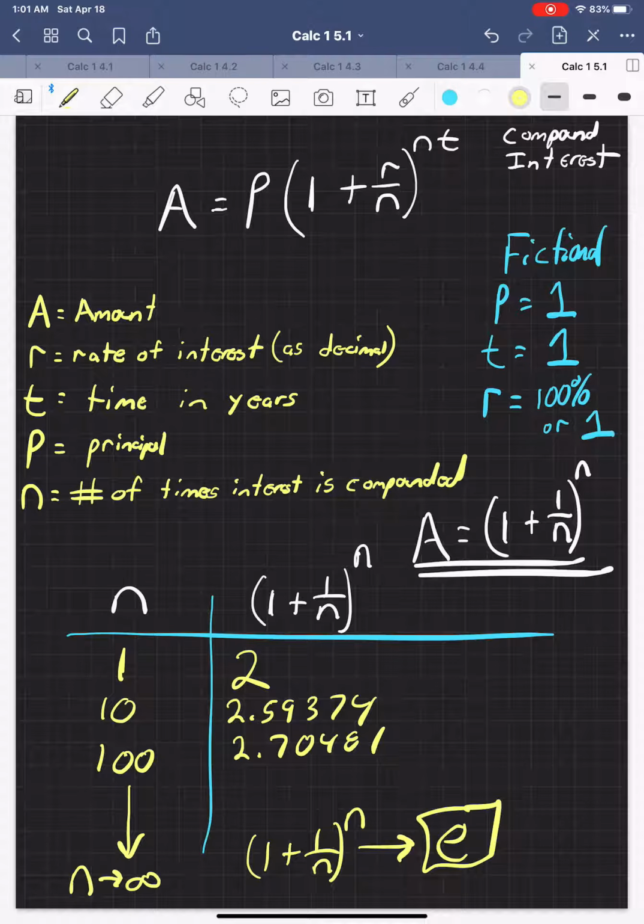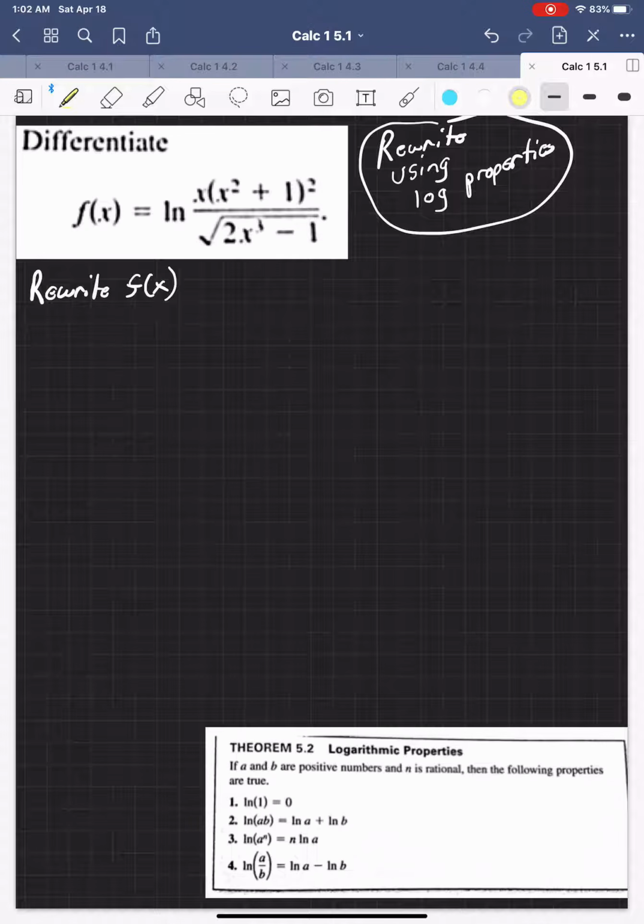Interesting, right? Okay, so two more techniques. It's more of the same. I just want you to be ready for a couple other things. Ready? So let's take a look at this guy. Two more problems. Now, this, you want to differentiate, right? You want to take the derivative of this.